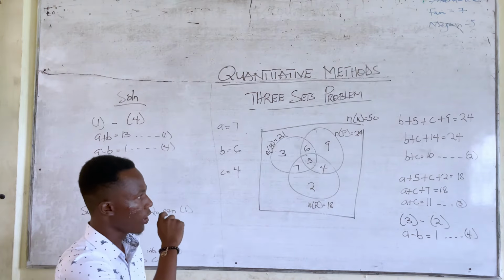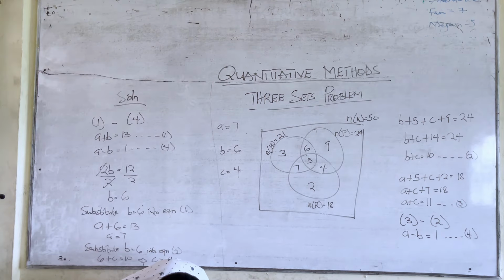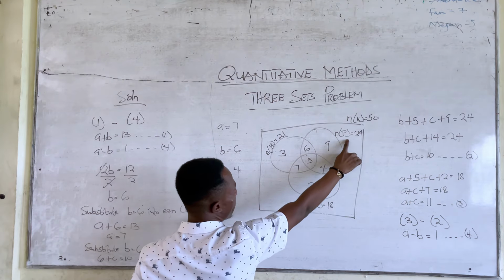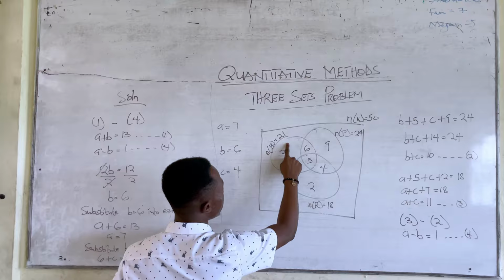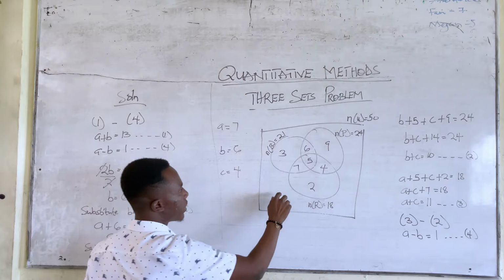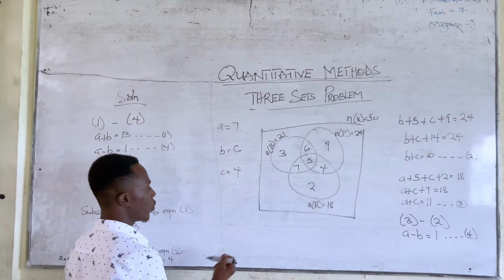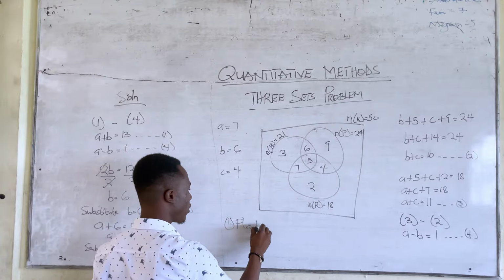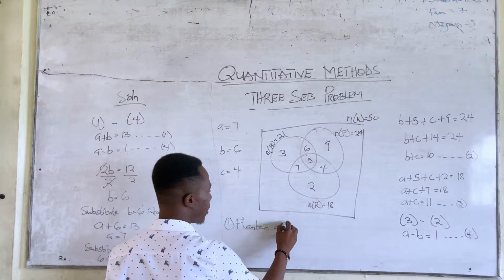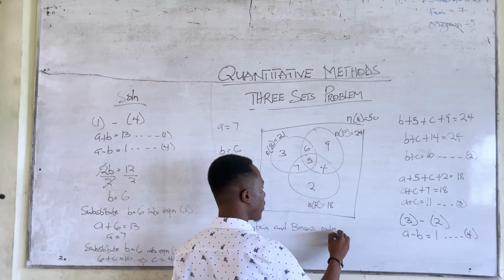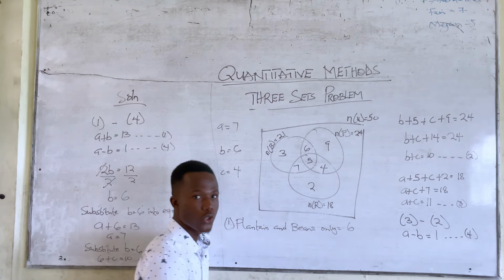The first one says we are to calculate for the I. It says plantain and beans only. And where is the plantain? Here's the plantain, and where is the beans? This is the beans. So plantain and beans is this side. So our I, plantain and beans only, is equal to 6. No need what?